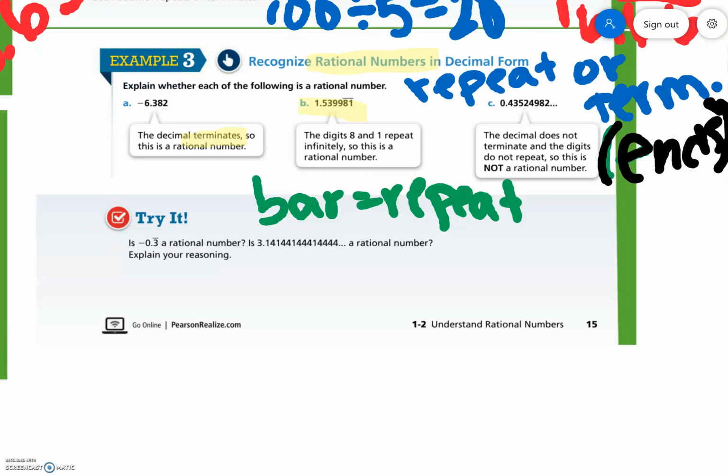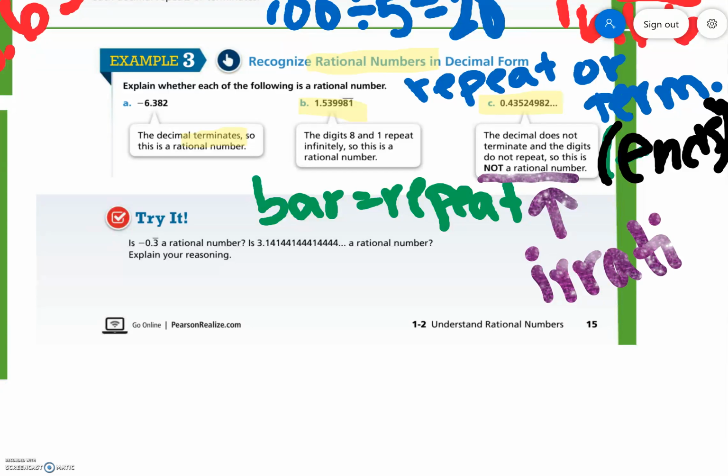0.3524982 dot, dot, dot. The dots mean that it keeps going forever. So we already know that this doesn't terminate. And if you're looking, I don't see any repeating. So since the decimal does not terminate and the digits do not repeat, this is not a rational number. If it is not a rational number, it is what we like to call irrational. I like that. It's pretty.